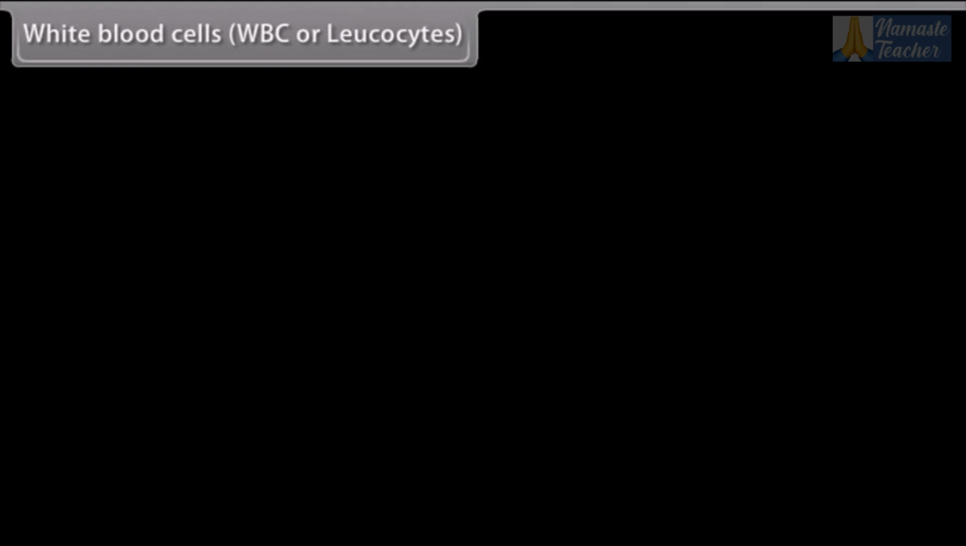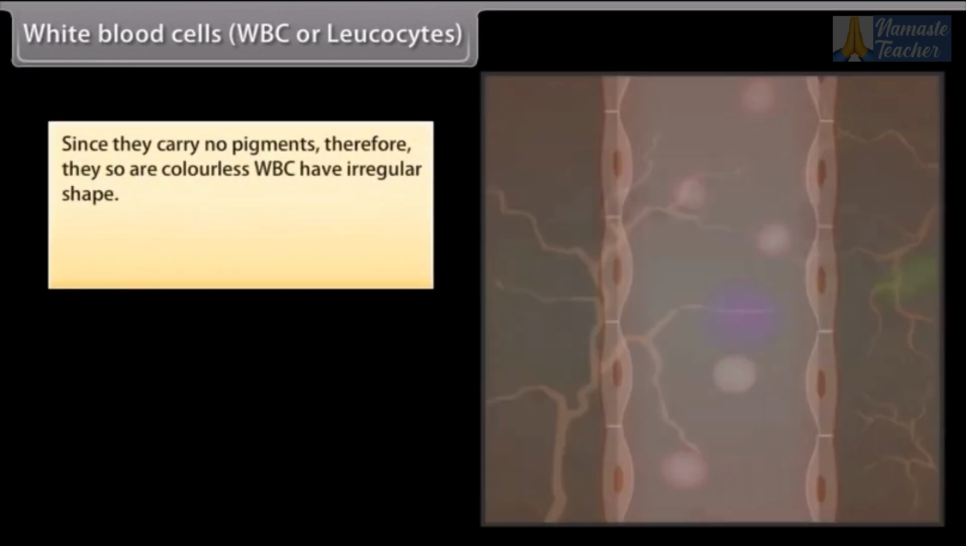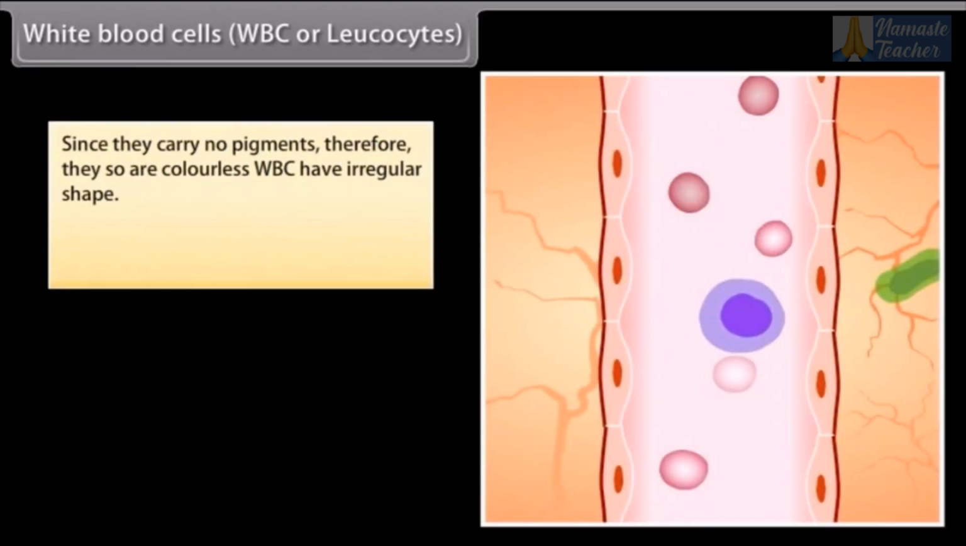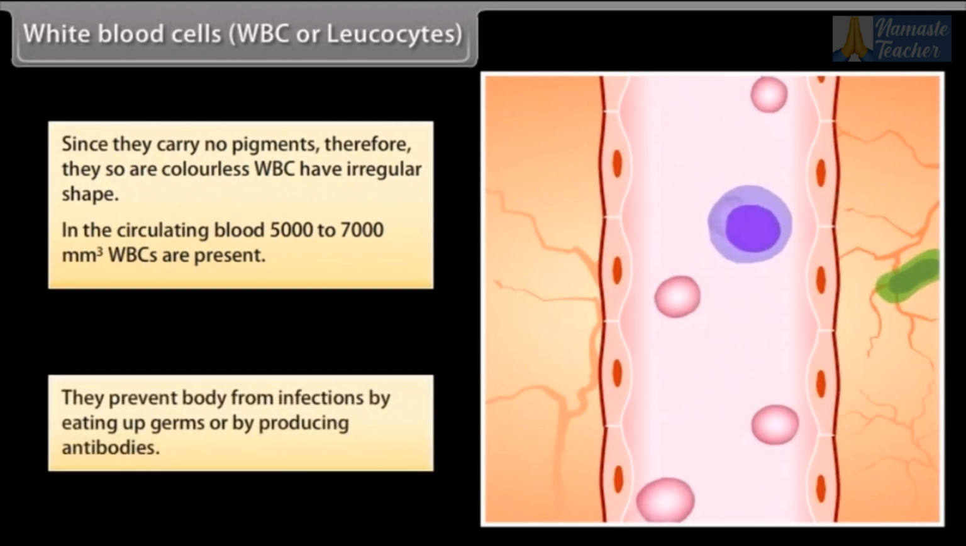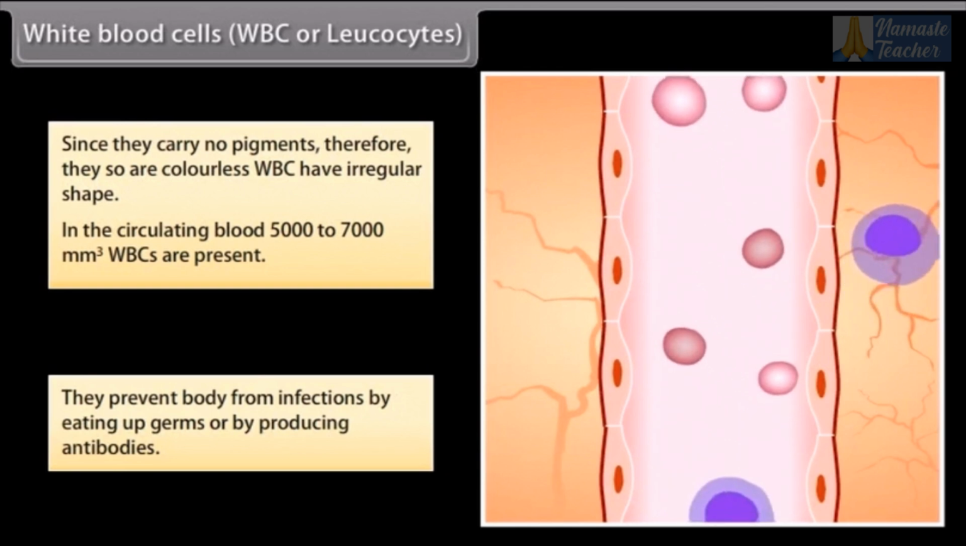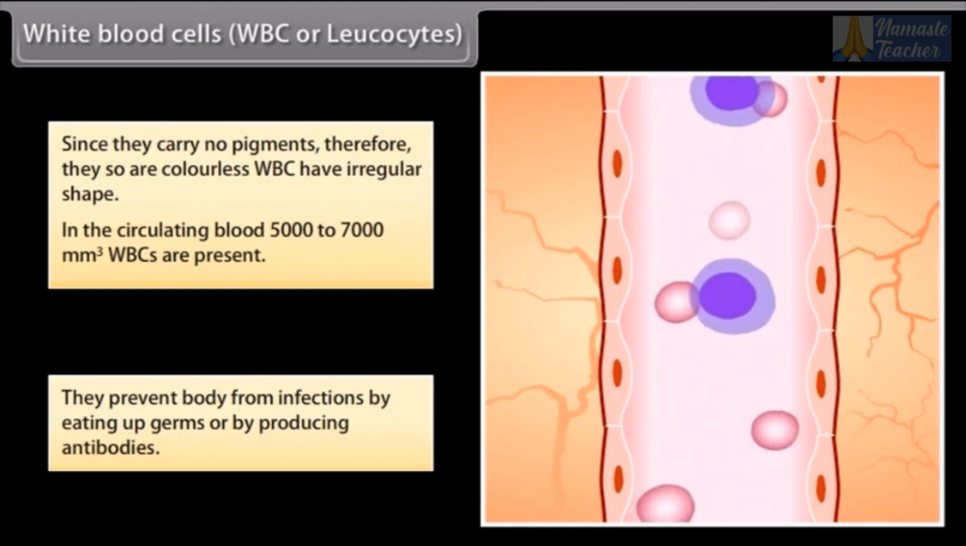White blood cells, WBC, or leukocytes. Since they carry no pigments, they are colorless. WBCs have irregular shape. In the circulating blood, 5,000 to 7,000 per mm3 WBCs are present. They prevent the body from infections by eating up germs or by producing antibodies.